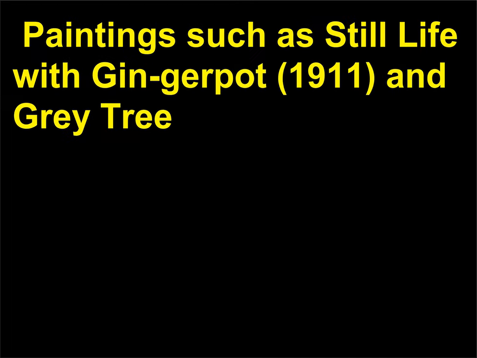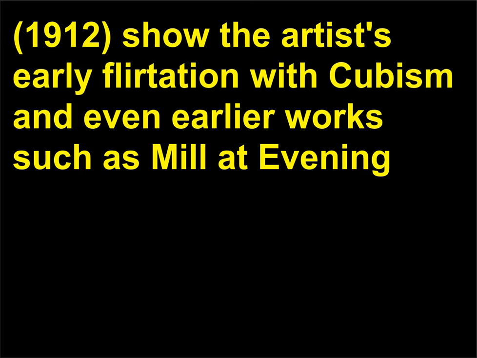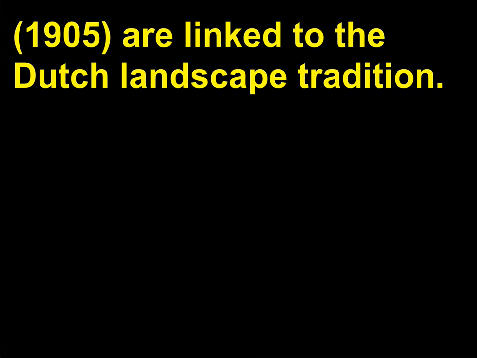During his early career, Mondrian's art was not totally abstract. Paintings such as Still Life with Ginger Pot, 1911, and Grey Tree, 1912, show the artist's early flirtation with cubism, and even earlier works such as Mill at Evening, 1905, are linked to the Dutch landscape tradition.